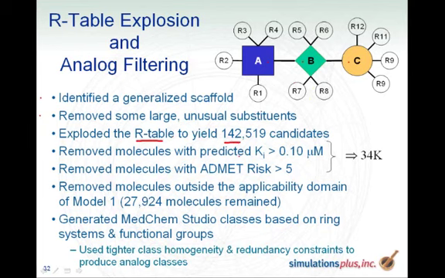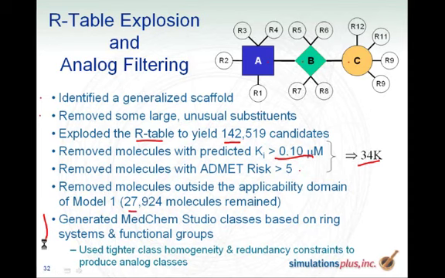Then we predicted their activities with the model, we assessed their ADMET risk, and then we filtered. So we threw out compounds that had a predicted Ki of greater than 100 nanomolar, and then anything with an ADMET risk of greater than 5. This narrowed it down to 34,000 compounds. Then we applied an applicability domain filter. This reduced it further to about 28,000 compounds. And then we did some more filtering in Medchem Studio to refine our selection of compounds.